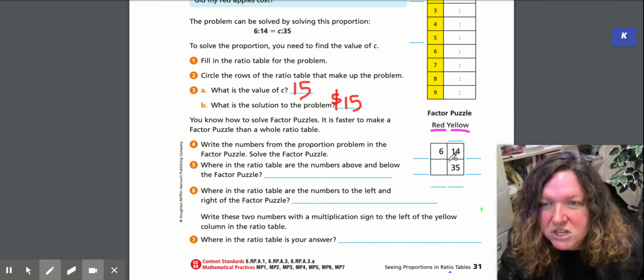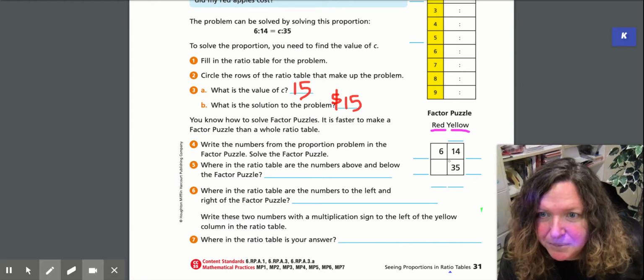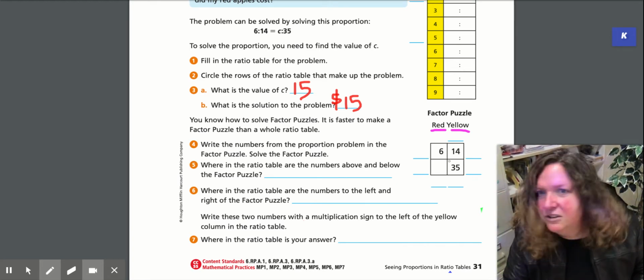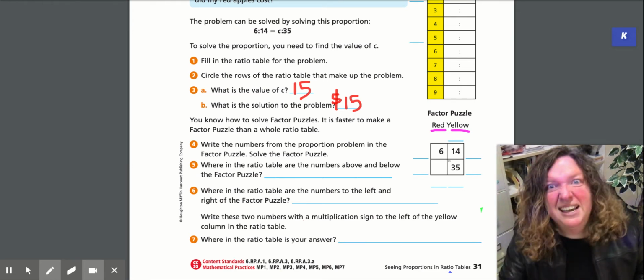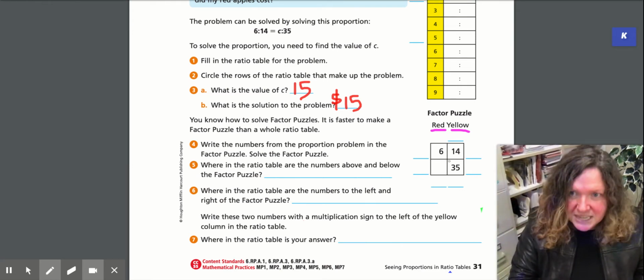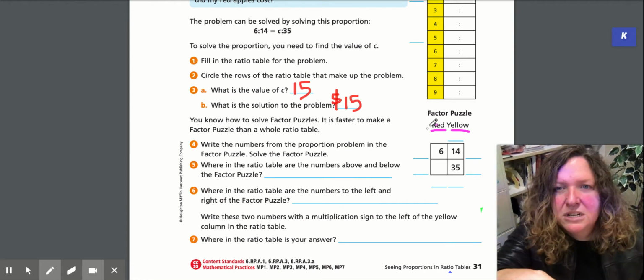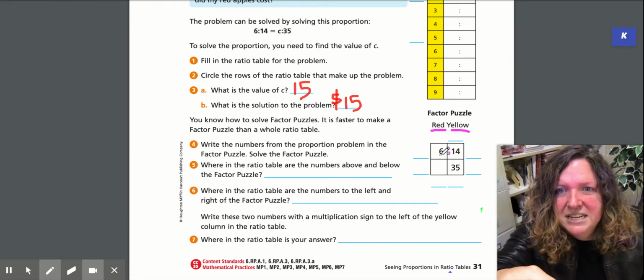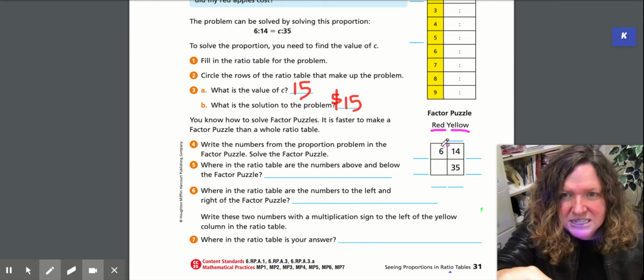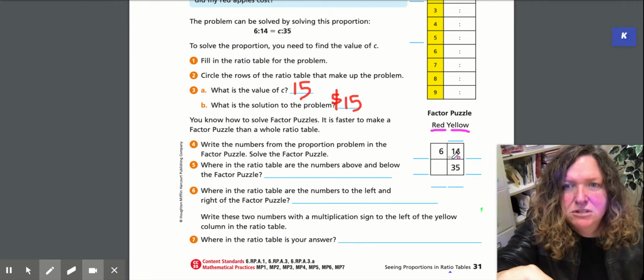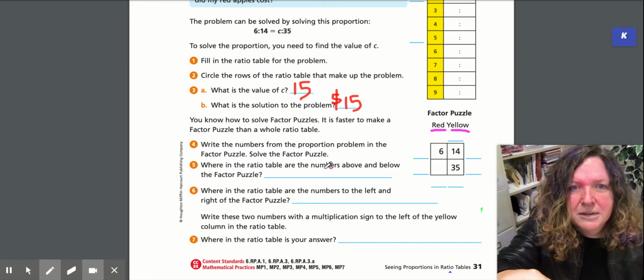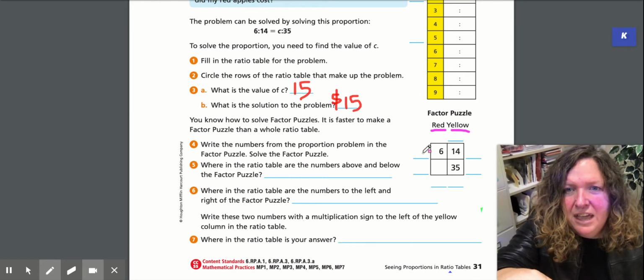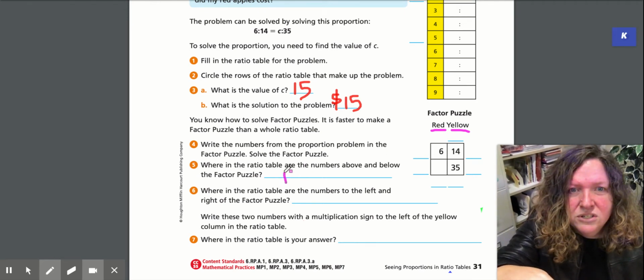Super important to label your columns or your rows to help you put the numbers right. If you forget to label, likely your numbers will get in the wrong spot. That happens to me, and I know a really lot about this. So if you're just getting started, make sure to label your rows. Red, yellow. So there's the red is 6. When grandma spends $6 on red apples, she also spends $14 on yellow apples. Where in the ratio table are the numbers shown? There they are. That was in row 2. So we're just going to write row 2.